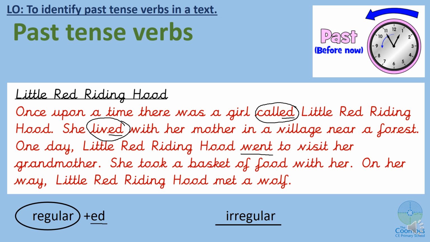She took, it's what she did, she took a basket of food with her. On her way, Little Red Riding Hood met a wolf. And again, that's something she did. She met the wolf. And that is another irregular past tense verb.